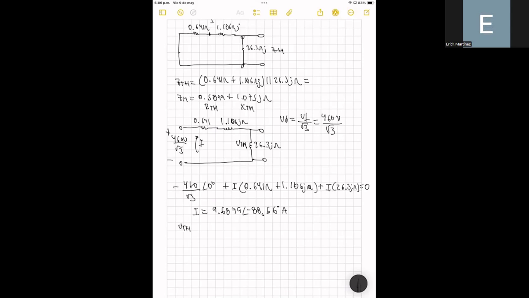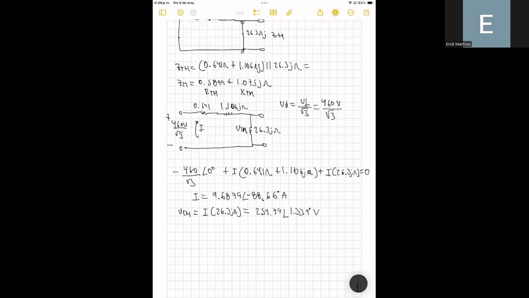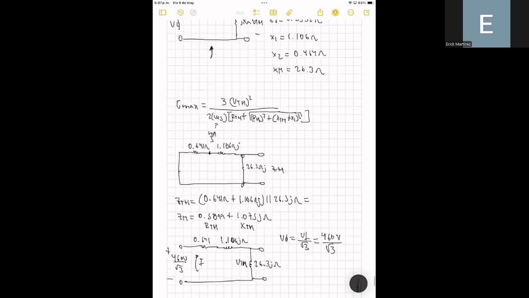Okay, now we can compute the Thevenin voltage, that is equal to I times the Thevenin impedance, that is 26.3 j ohms. And this is equal to 254.79 with an angle of 1.339 degrees volts. Okay. And well, this is the Thevenin voltage. We have the Thevenin impedance now. And well, we can substitute these values into the equation that we saw previously.